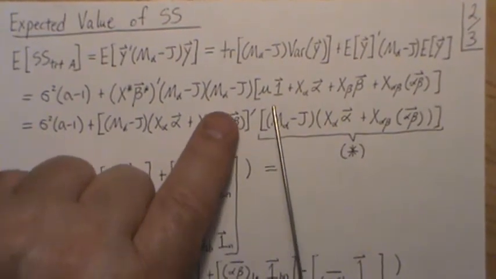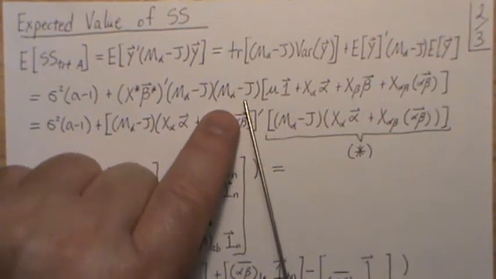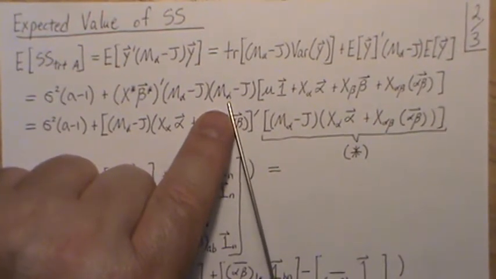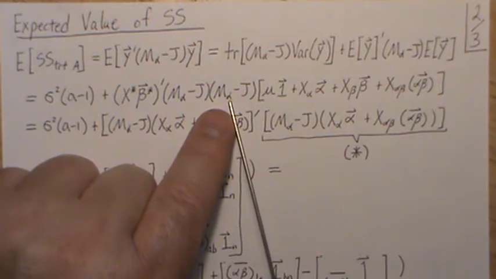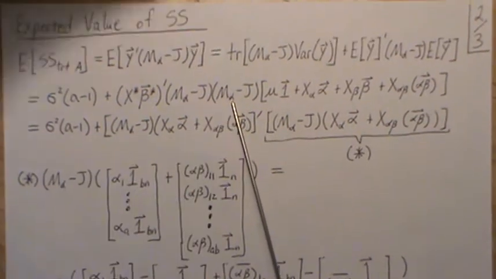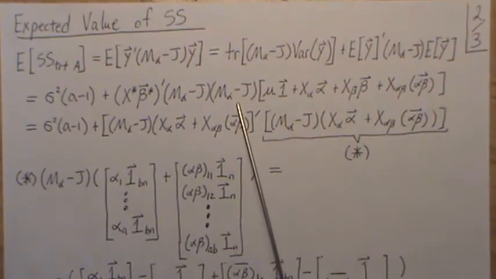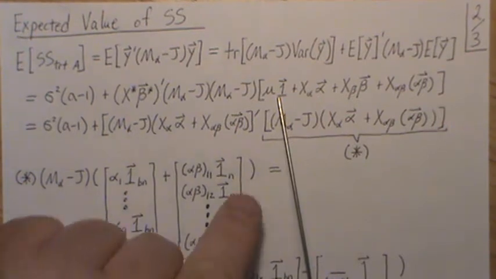Oh, and maybe more detail there. So this is the perpendicular projection matrix onto the column space of alpha minus j. So it projects it into alpha, but orthogonal to the 1 vector. So this times that would be 0.